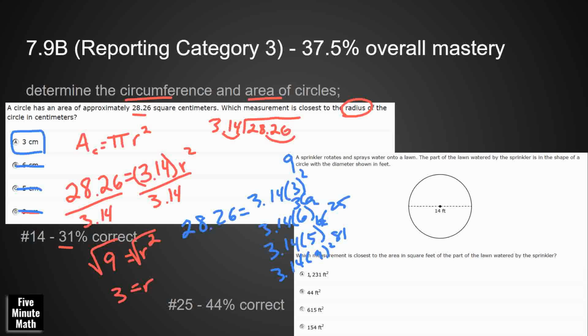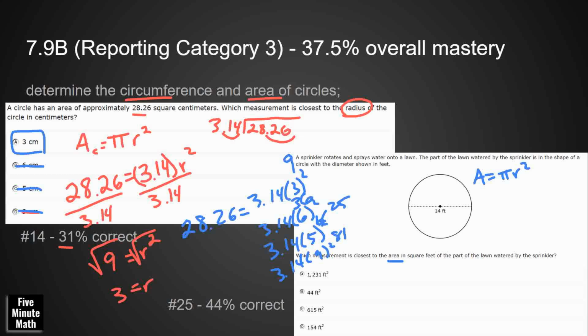Then we get this circle on 25. It's a sprinkler. And I'm looking for the area. And then here's the challenge, right? Area, once again, is pi r squared. Sometimes they'll give us a circumference problem. This year they didn't for this particular standard, but they don't give us the radius. They give us the diameter.